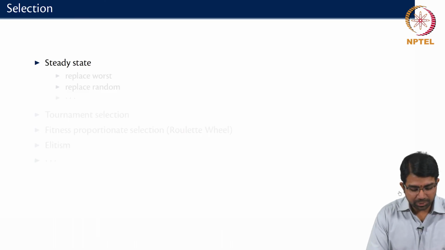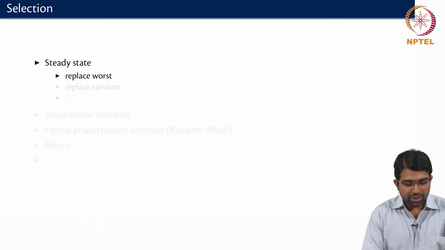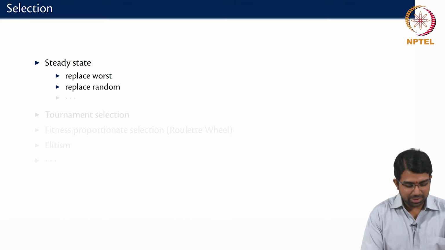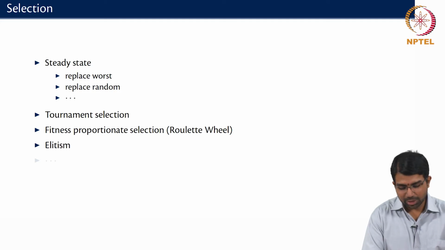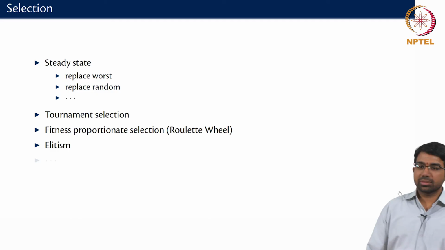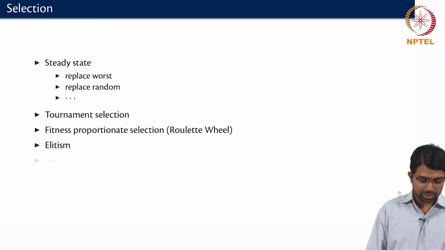And selection, so you can try to replace worst or replace at random, you can have tournament selection, you can have fitness proportionate selection, you can have elitism and anything else that you can actually come up with. You can use different kinds of selection pressures or selection methods.